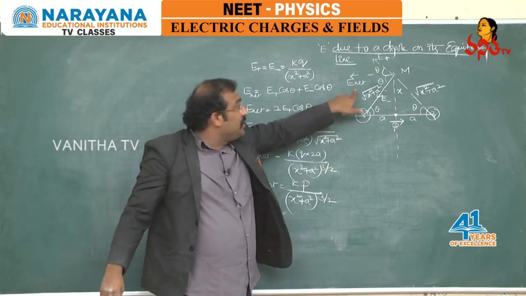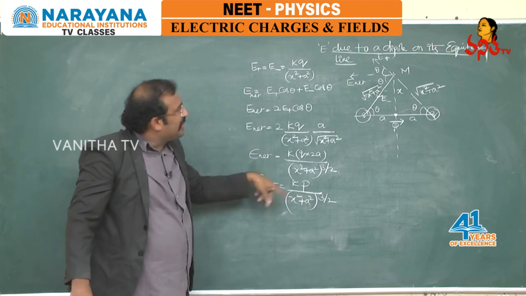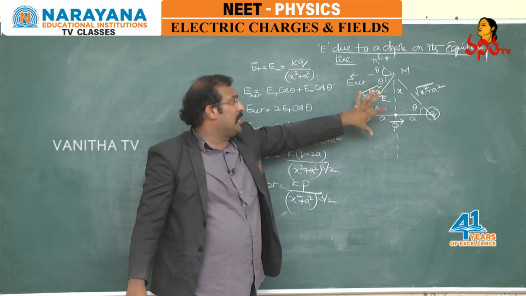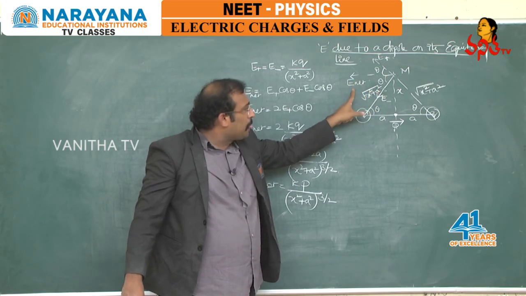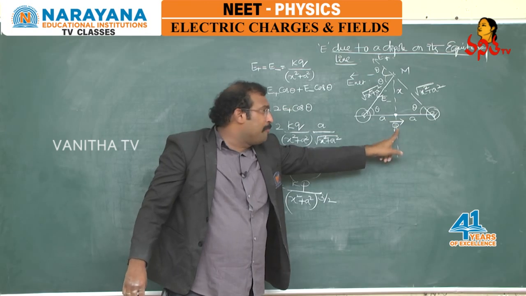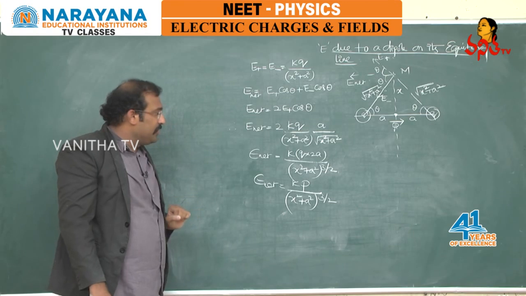The net electric field is opposite to the direction of dipole moment. If we write this in vector form, we will get a negative symbol, so no need to worry about that. E net is opposite to the direction of the dipole moment of the dipole. This is the net electric field.